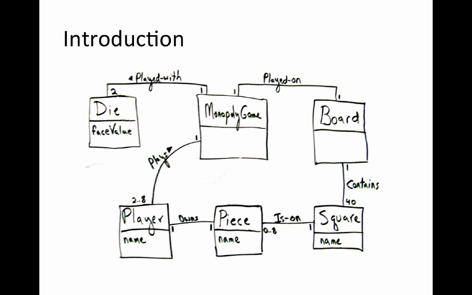some of this in terms of the multiplicities and the relationships will become more clear to you as we go through this lecture. But just to break down a little bit what this diagram is specifying, each player is actually associated with one game piece, and each game piece is associated with one player. Each piece is on one square, and there are 40 squares on the board, and each board is associated with the Monopoly game. Each game is played with 2 die.